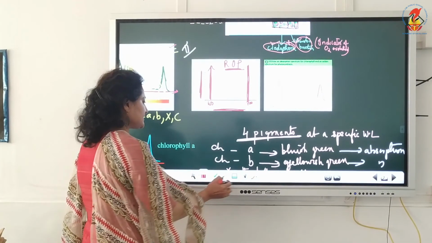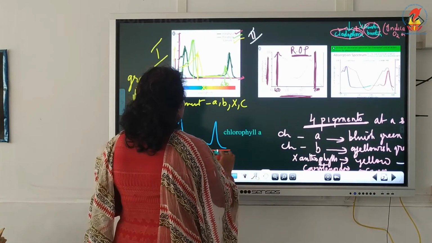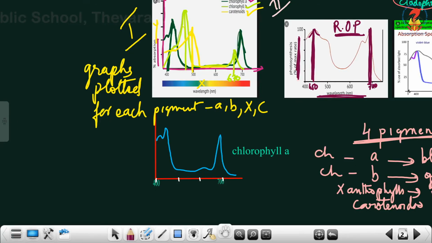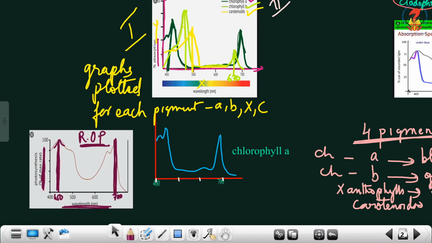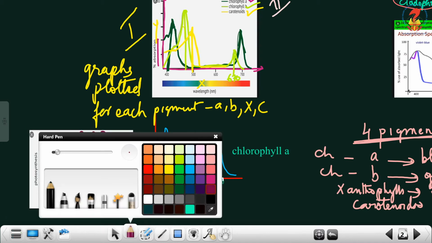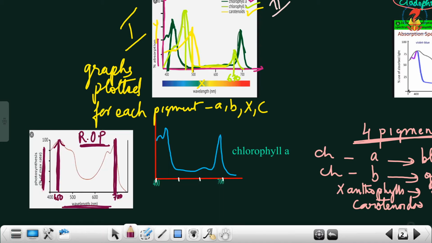Now the third step was very crucial. The third step deals with superimposition, that is, each graph was made to be superimposed on this graph. So this is the photosynthesis graph. On this graph, each of the graphs of chlorophyll A, chlorophyll B, carotenoids and xanthophylls was superimposed.